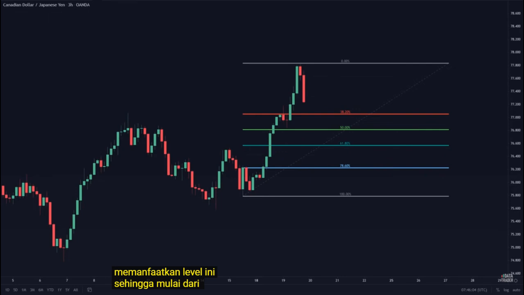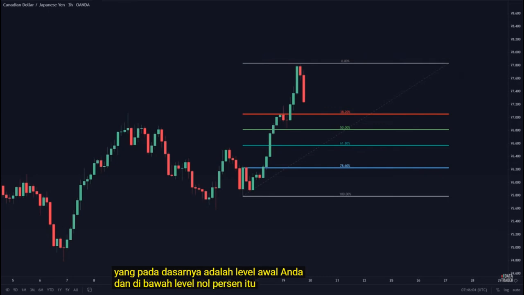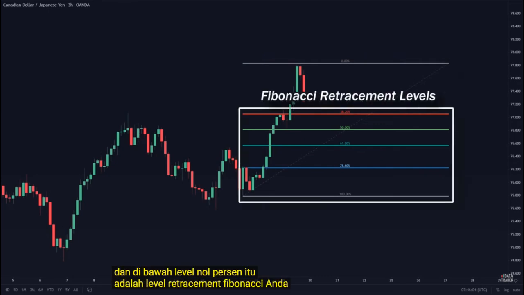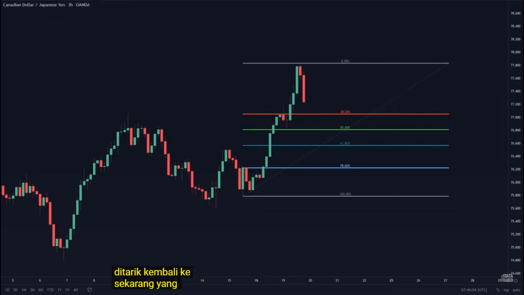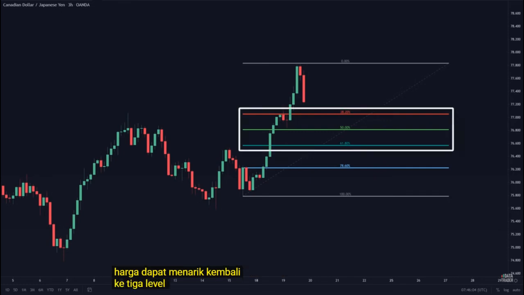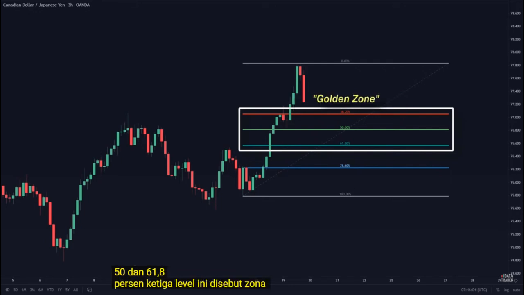So starting from the top, you have your 0% level, which is basically your starting level. And below that 0% level are your Fibonacci retracement levels, which are levels where the price may pull back into. Now, the most common levels where the price may pull back into are these three levels, 38.2%, 50%, and 61.8%. These three levels are called the golden zone.